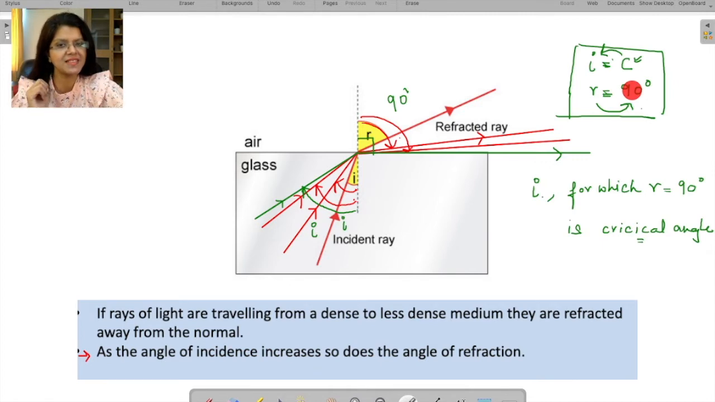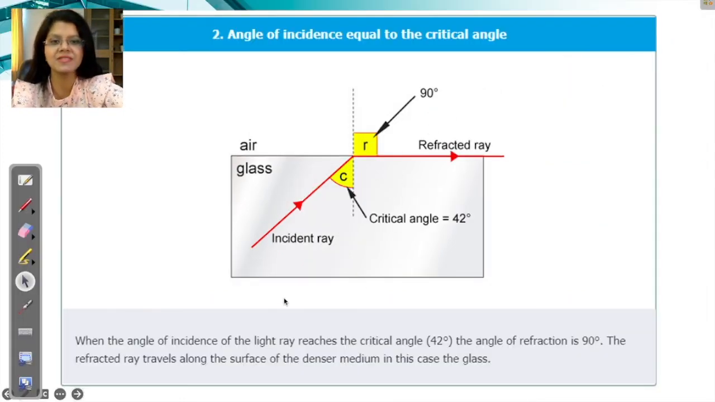What happens next? You can still increase the angle of incidence. What if you still increase the angle of incidence? What do you think will happen? Let us come back to the screen and understand. Here, if you see, some data is given. For the glass, the critical angle is 42 degrees. 42 degrees is the critical angle for glass.